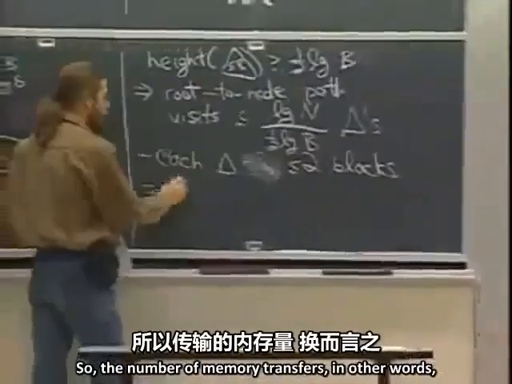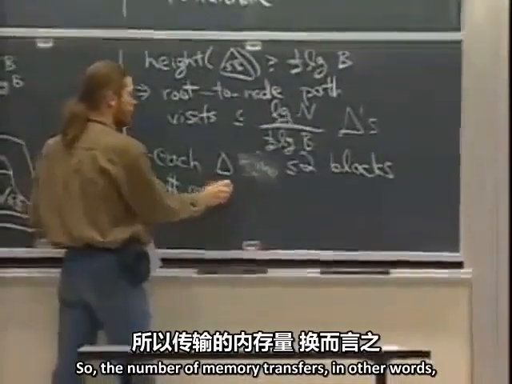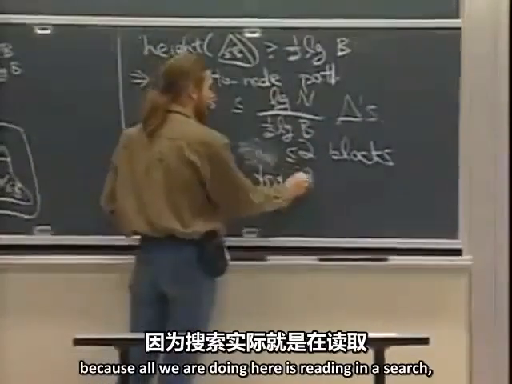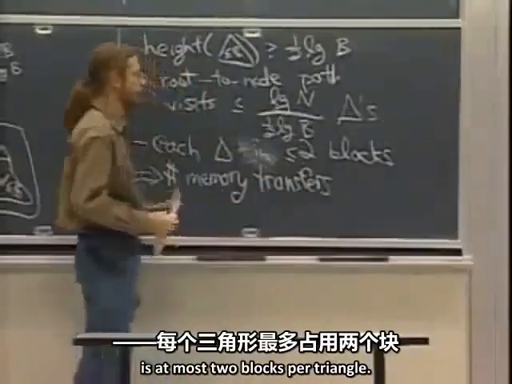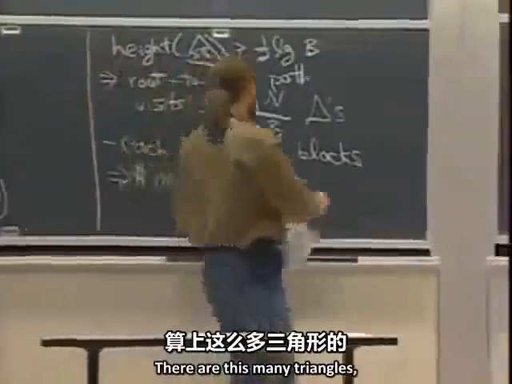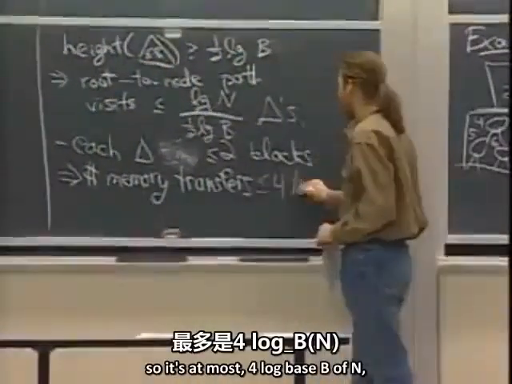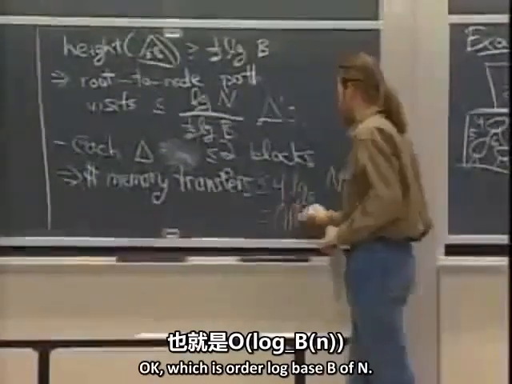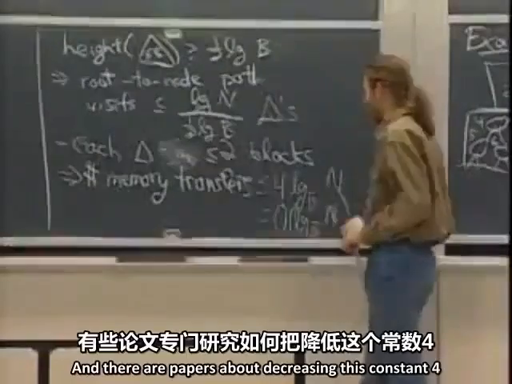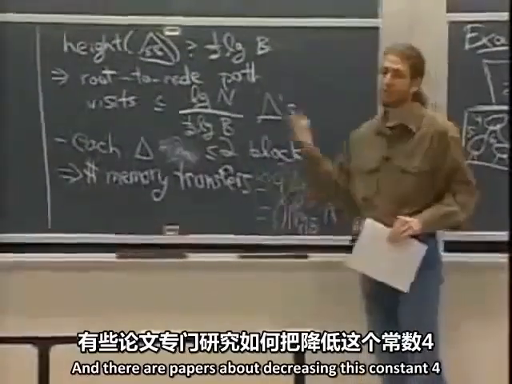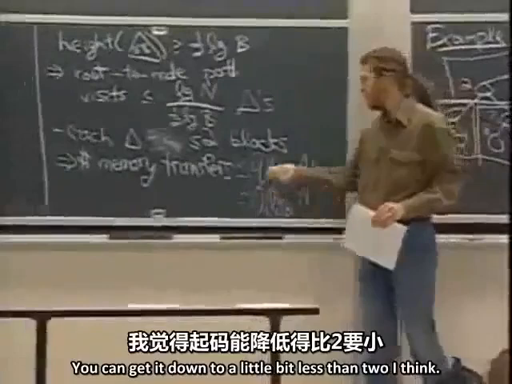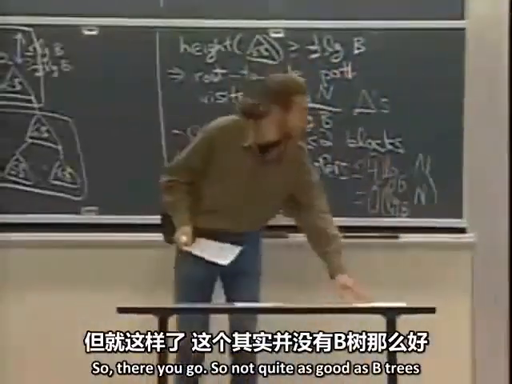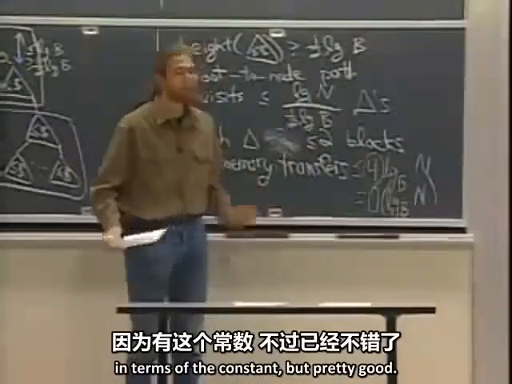So the number of memory transfers, in other words, the number of blocks we read, because all we're doing here is reading in a search, is at most 2 blocks per triangle. There are this many triangles, so it's at most 4 log base b of n, which is order log base b of n. And there are papers about decreasing this constant 4 with more sophisticated data structures. You can get it down to a little bit less than 2, I think. But there you go. So not quite as good as B trees in terms of the constant, but pretty good.